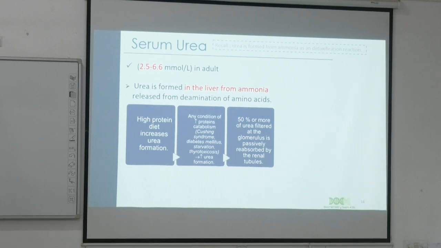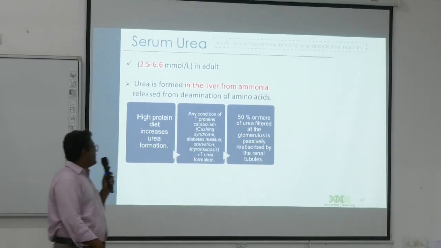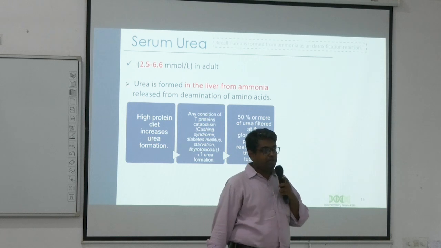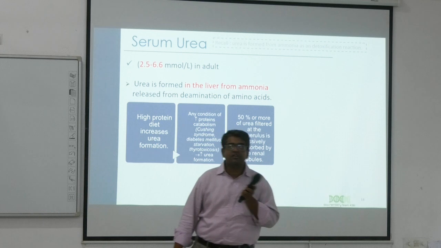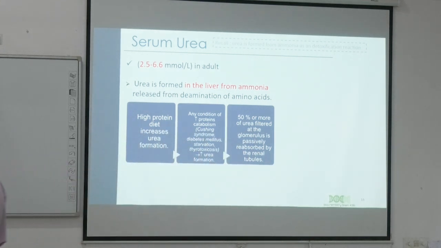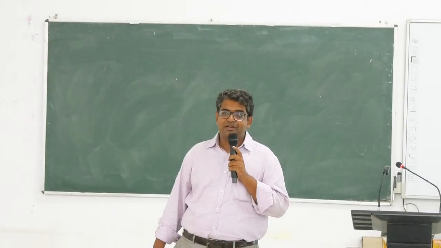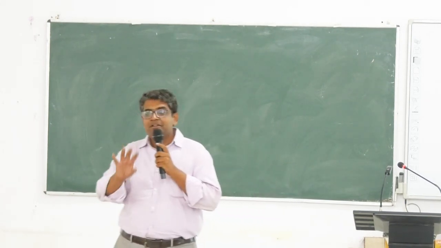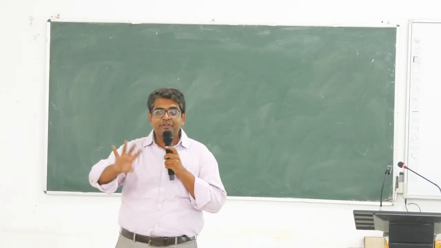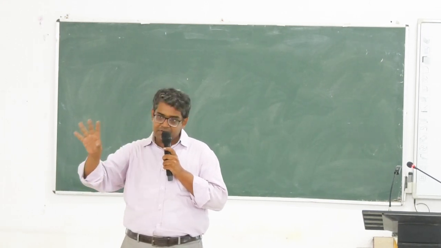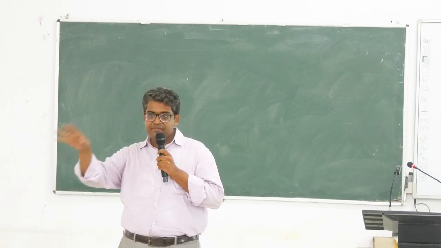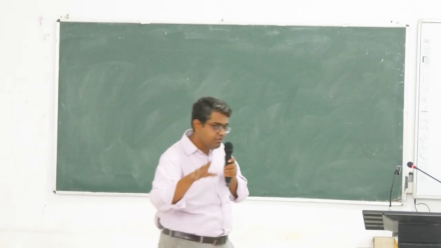2.5 to 6.5 millimole per liter. Okay, definitely you are not going to remember it. The normal range of urea is, anyone can tell me? No? 12 to 25 or 15 to 30. Okay, that is the normal range of urea. 12 to 25, 15 to 30. That is the normal range of urea.